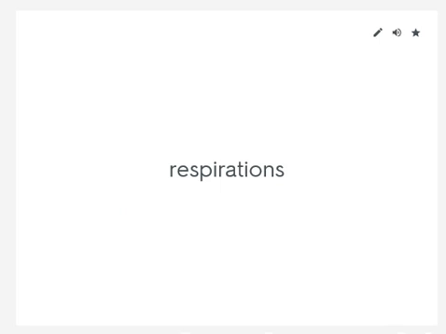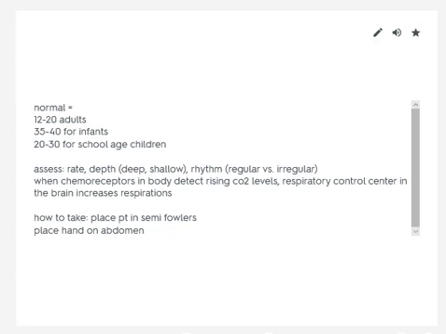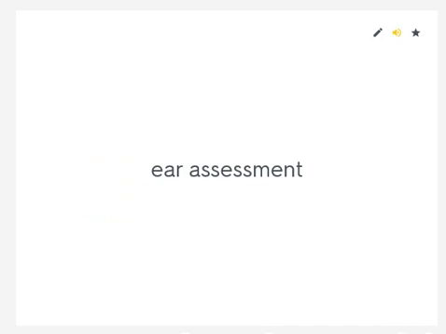Respirations. Normal equals 12 to 20 for adults, 35 to 44 for infants, 20 to 34 for school-age children. Assess rate, depth, rhythm. When chemoreceptors in body detect rising CO2 levels, the respiratory control center in the brain increases respirations. How to take: place PT in semi-Fowler's. Place hand on abdomen.